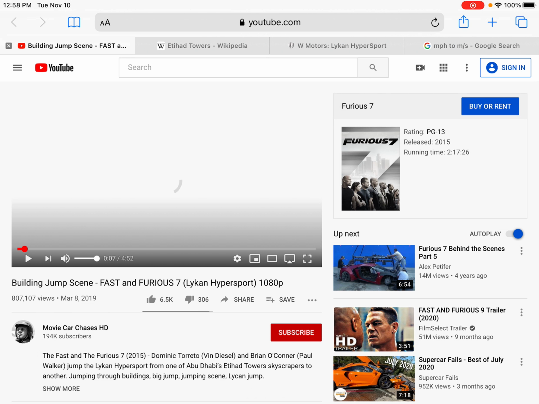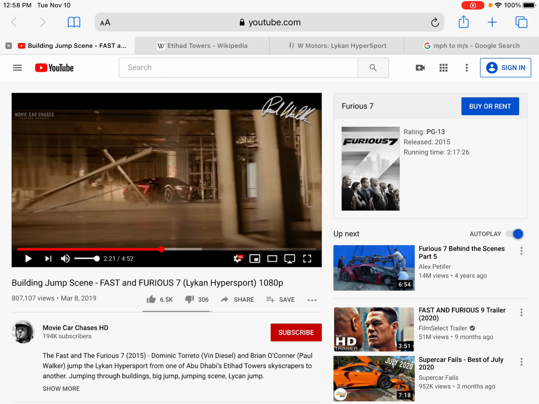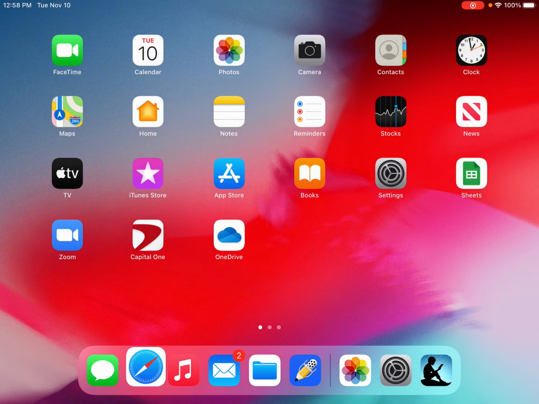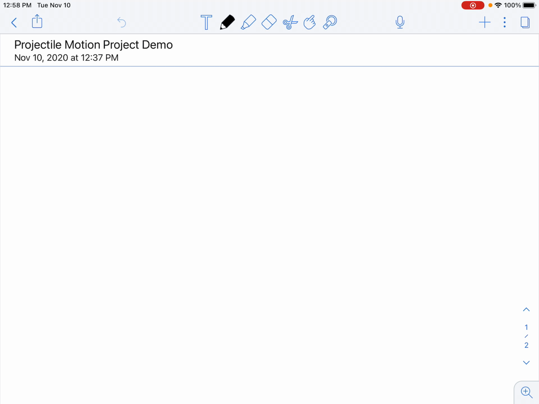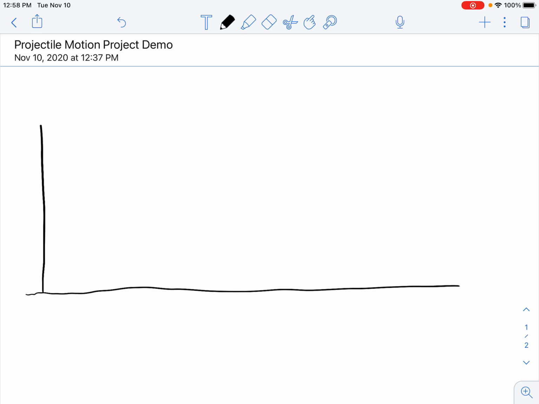Alright class, so we're going to pause the video there. Again, in this analysis, we're going to be looking at just that first jump from one tower to the next. So when I think about what I'm going to want to do in Notability, I'm going to want to first sketch what we have here. So, all right, we're going to have 2 towers here. We'll have this be tower 1. This next one will be tower number 2.